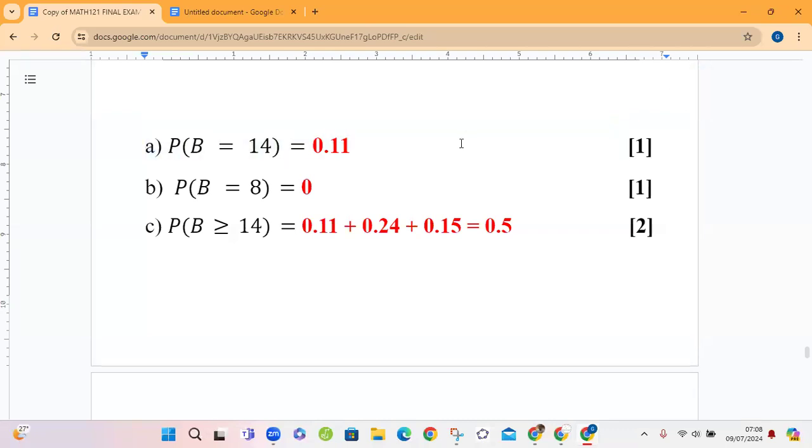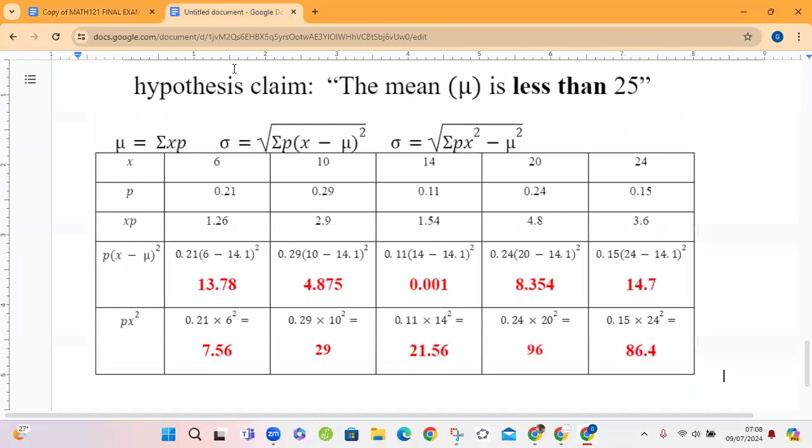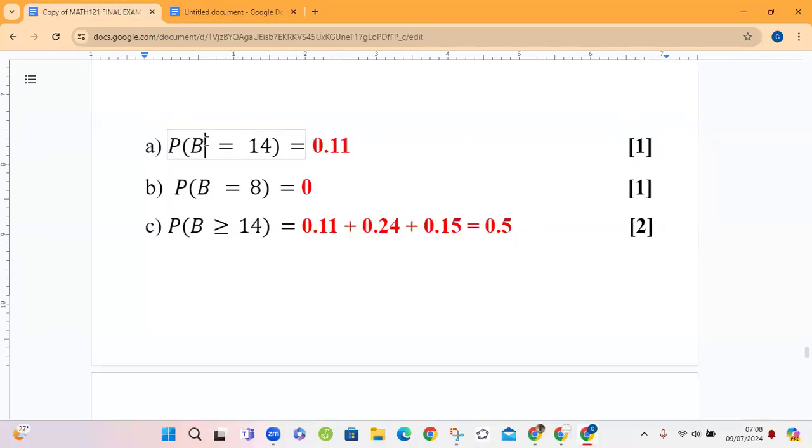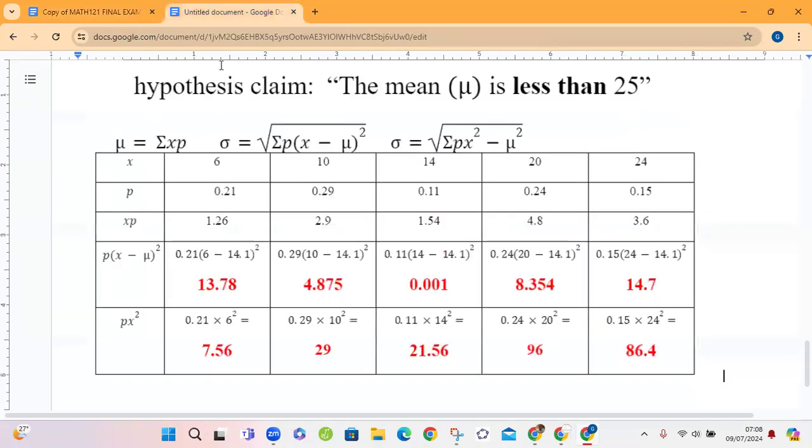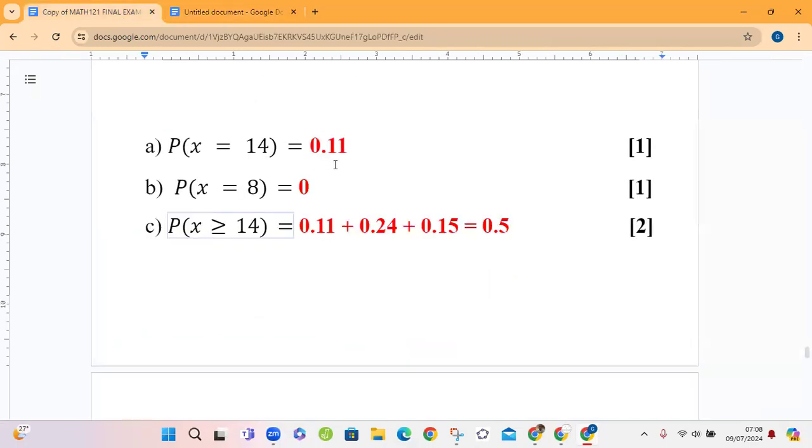Now we move on to part A, which says to find the probability of B equal 14. This is not B, this is X. So I think this has to be edited to X. The symbol for the random variable here is X. So the probability that X equals 14, so we look for 14, and the probability value is 0.11. So this is why the answer is 0.1.